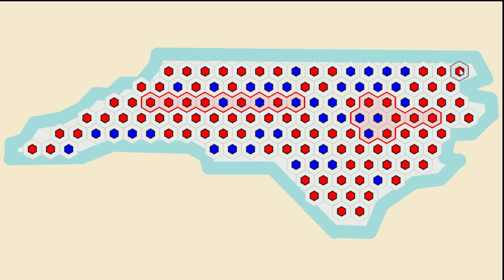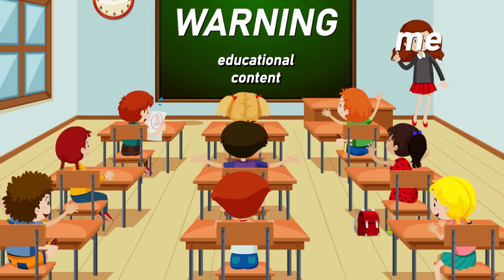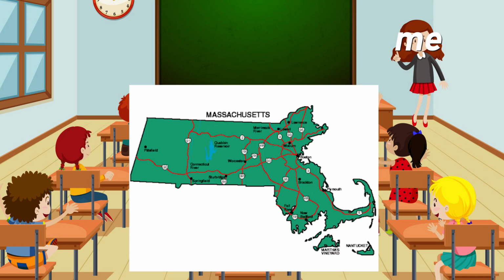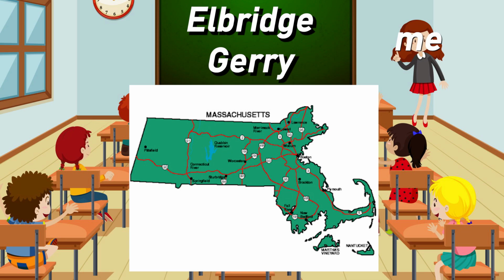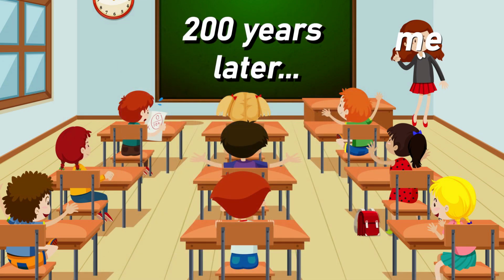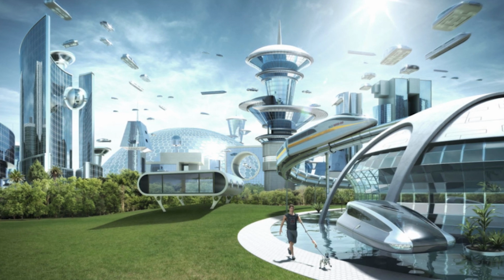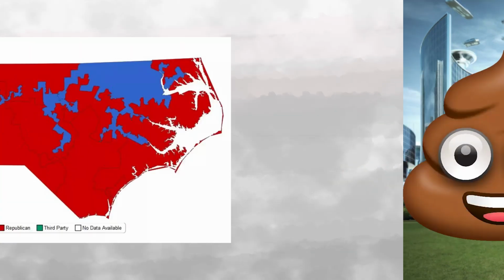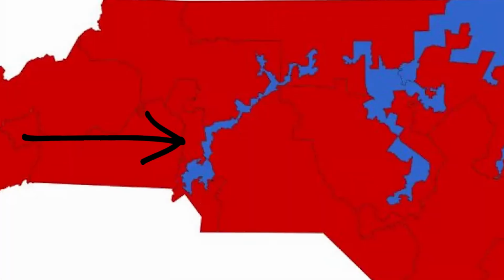Why North Carolina, you may ask? The short answer is, that's where I'm from. The long answer is... Warning, there's educational content here. I know some people don't like that. The governor of Massachusetts, Elbridge Gerry, signed a bill in 1812 to turn the Boston district into a salamander, influencing the results of the next election. 200 years later, and it's no longer a problem, and we live in a perfect utopia. Obviously that's not true. Look at this North Carolina district. What the hell is that?